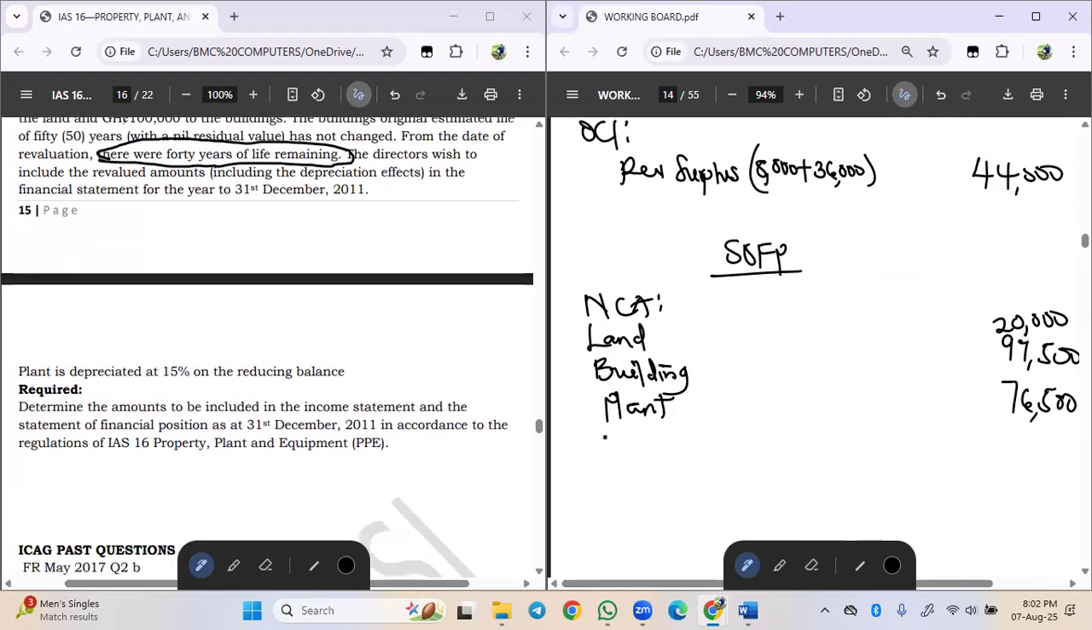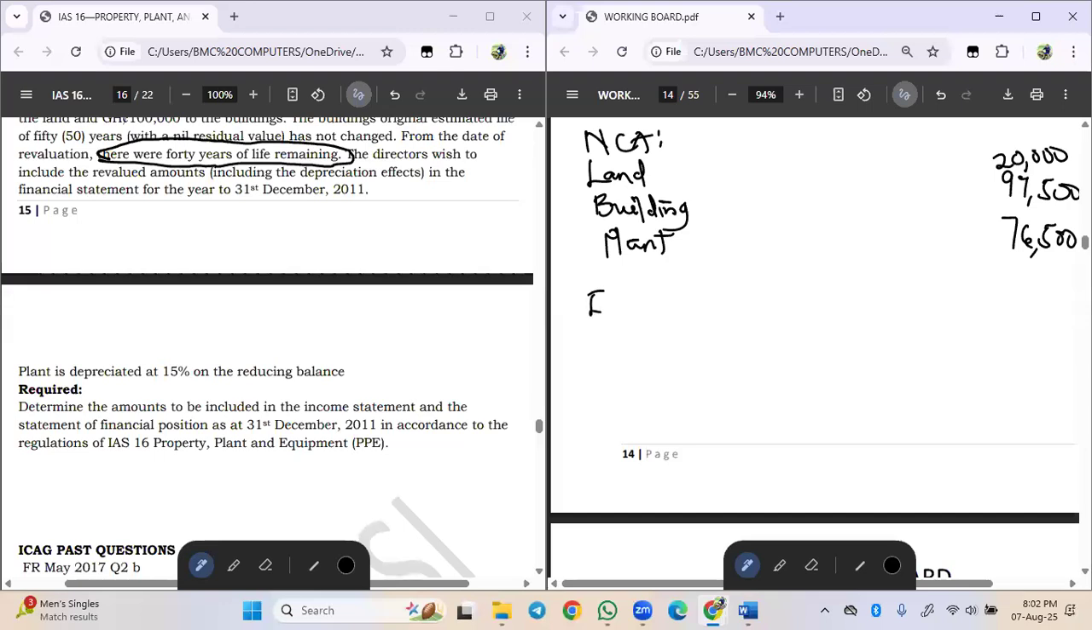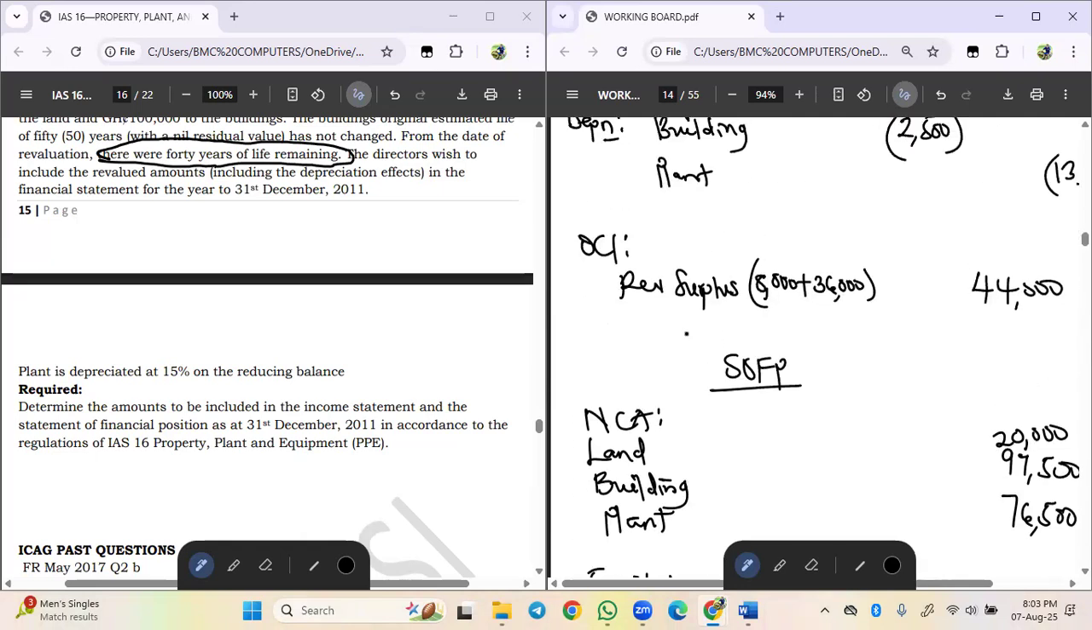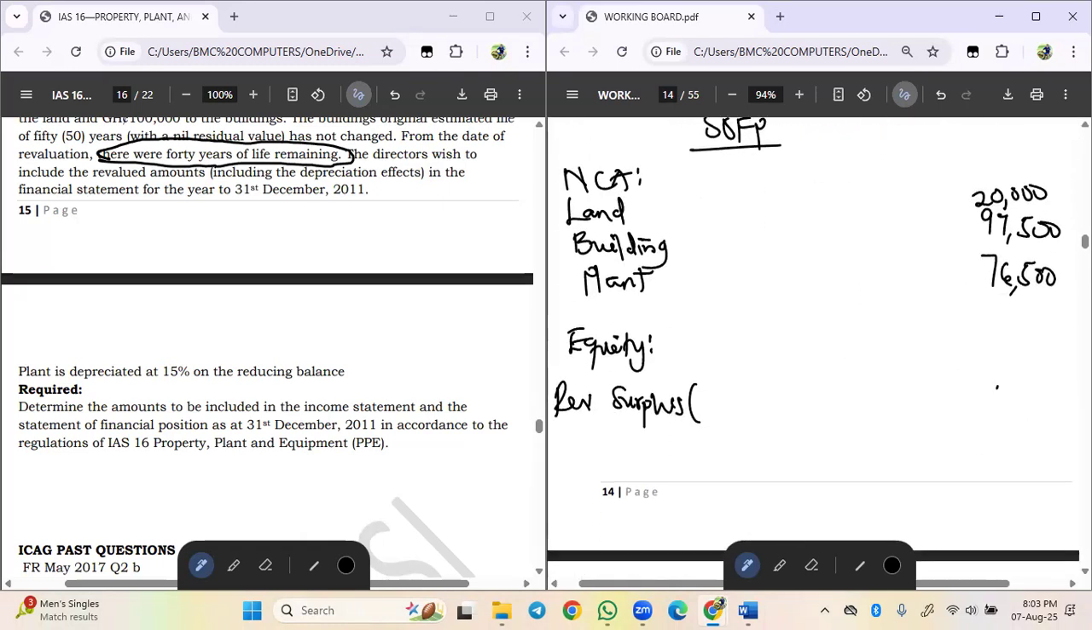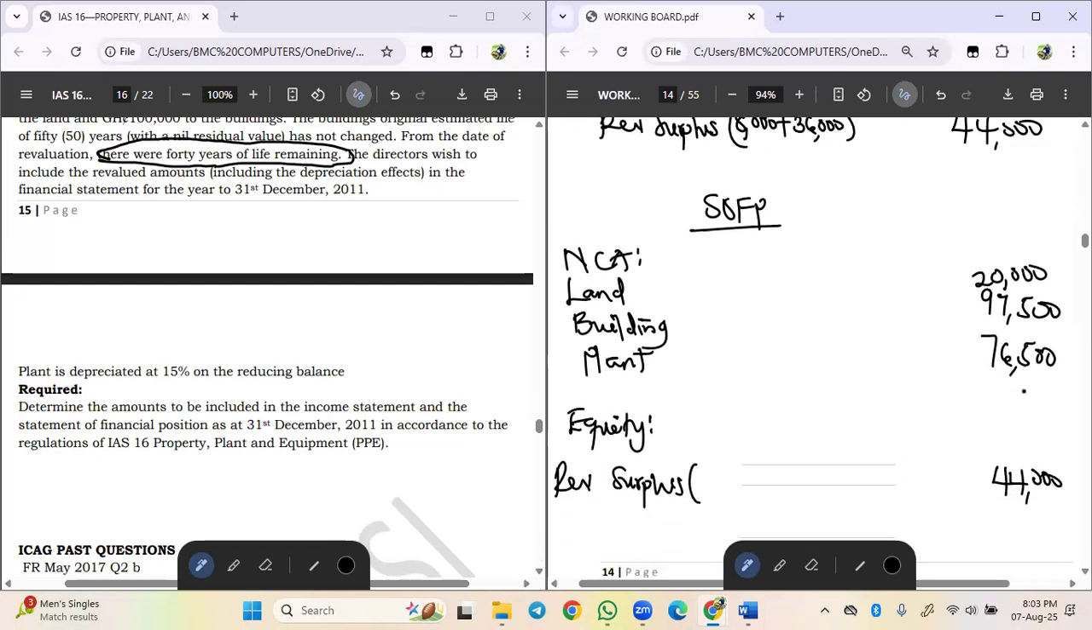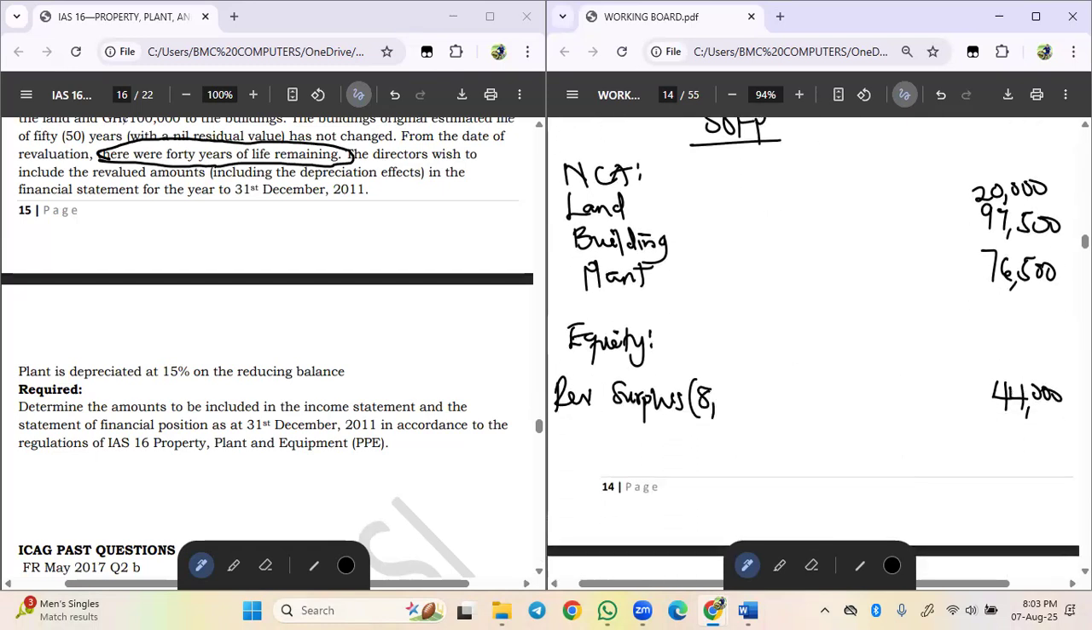Then you go to the equity component. That one will be the revaluation surplus or the revaluation reserves. That is 44,000. And that one will be 8,000 plus what? 36,000. Okay.